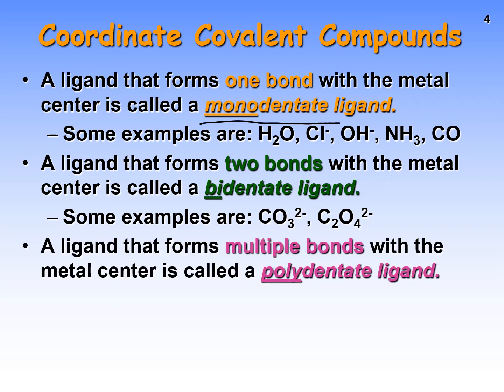A ligand that forms multiple bonds, more than 2, is called a polydentate ligand. These are actually very important in a lot of biological systems, and we'll talk a little bit more about application of this in a second.